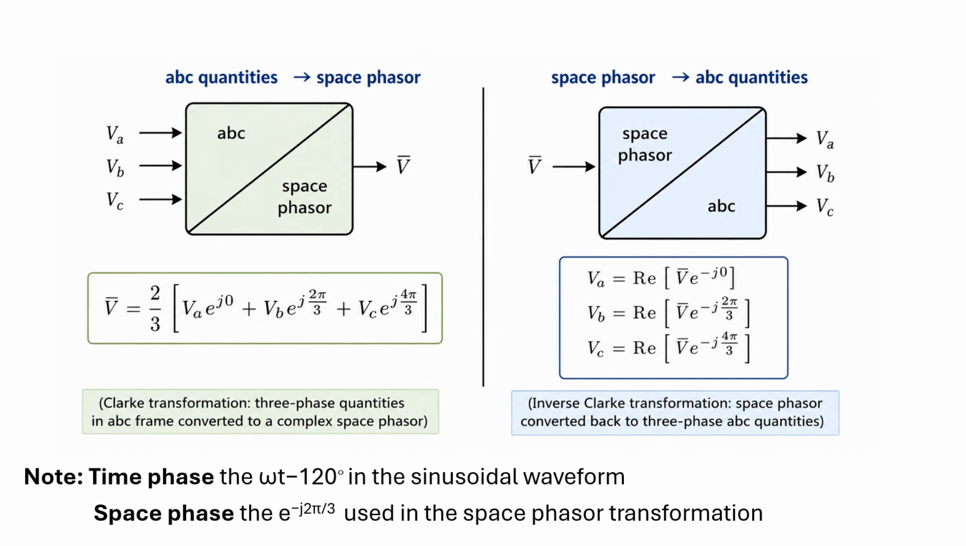So the main thing here we need to observe is VA means Vm cos ωt, VB means Vm cos(ωt minus 120). But here again we are multiplying it with e^(j2π/3). Why are we doing this phase shift twice? The one is the time phase and the other one is space phase. In time phase, we consider ωt minus 120 in sinusoidal form, whereas this e^(j2π/3) belongs to space phase. That is used in the space phasor transformation.